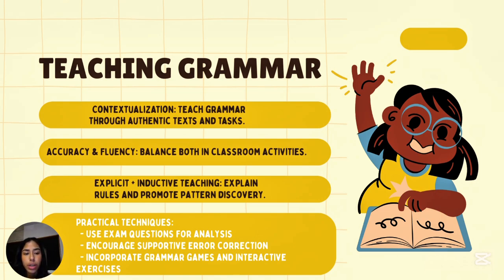Thirdly, the chapter emphasizes the need for explicit instruction alongside opportunities for discovery and inductive learning. Teachers should clearly explain grammatical rules, but also encourage students to notice patterns and work things out for themselves. The practical techniques discussed include using exam questions as a starting point for grammar analysis, incorporating error correction strategies that are both effective and encouraging, and also utilizing a variety of engaging activities like grammar games and interactive exercises.